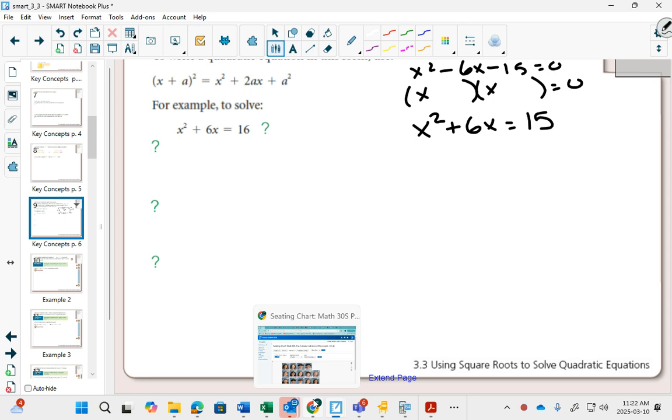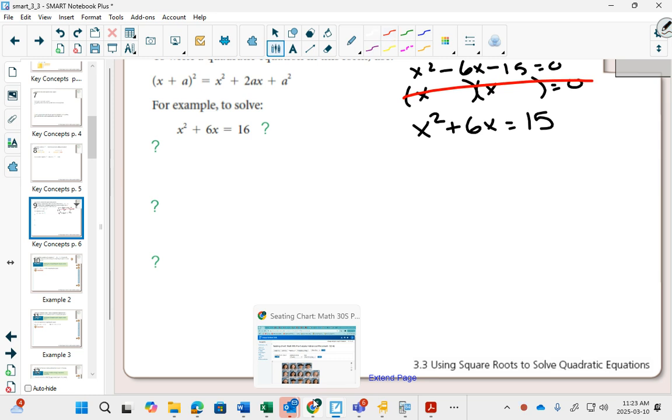What makes 15 for the last numbers? There's some options. Tell me one option. 5 and 3. Does outside and inside with 5 and 3 ever make 6? No. Okay, we have to try a different option for 15. 1 and 15. So if I do 1 and 15, does the outside and inside ever make 6? No. Is there any other numbers that multiply in your times table to 15? No. So you've tried everything, and factoring doesn't work.